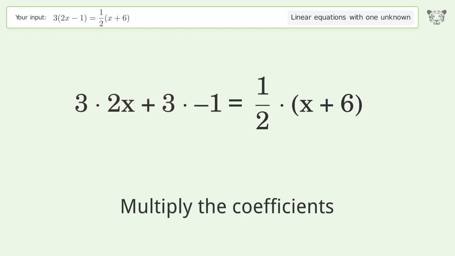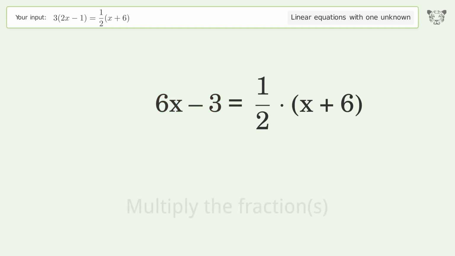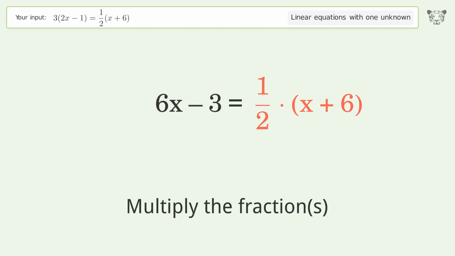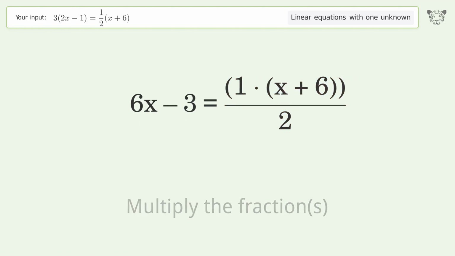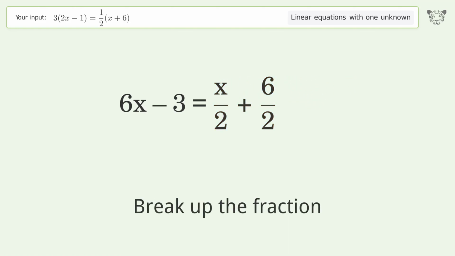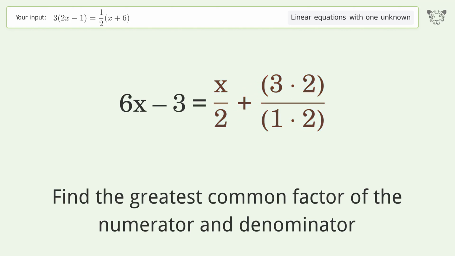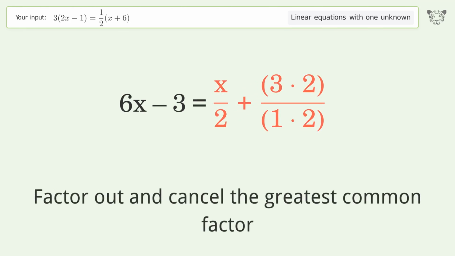Multiply the coefficients. Simplify the arithmetic. Multiply the fractions. Break up the fraction. Find the greatest common factor of the numerator and denominator. Factor out and cancel the greatest common factor.